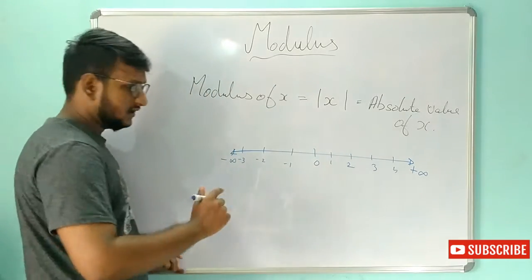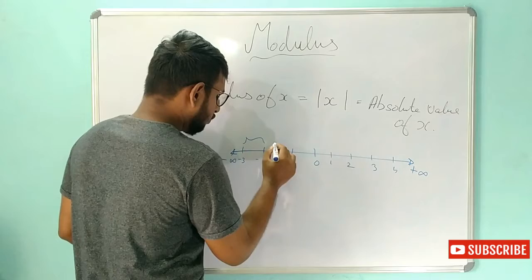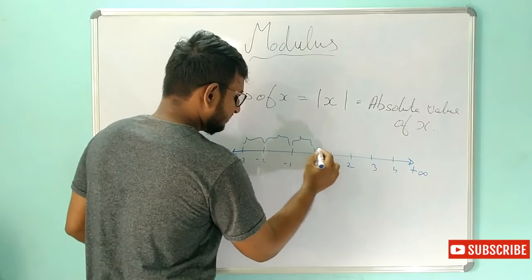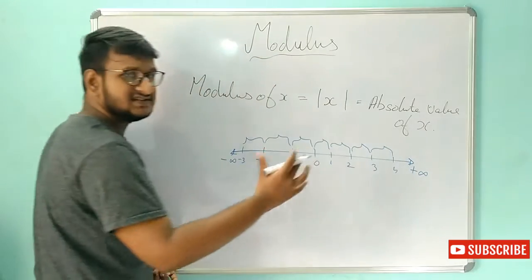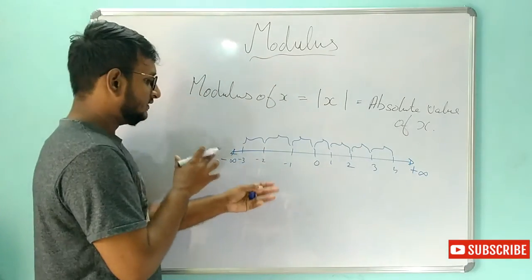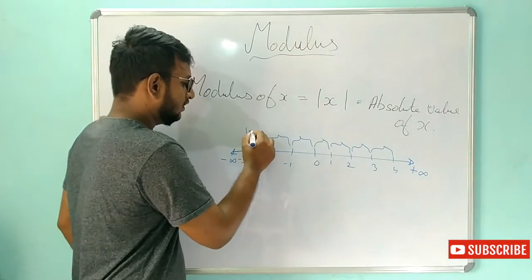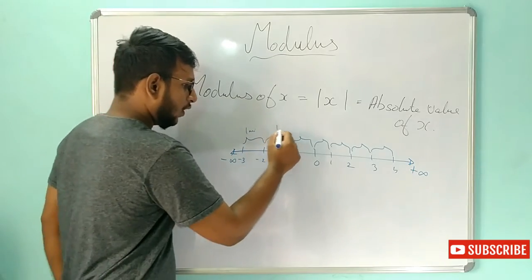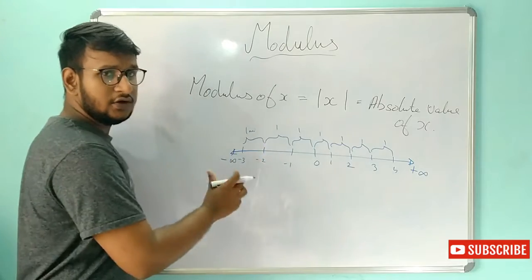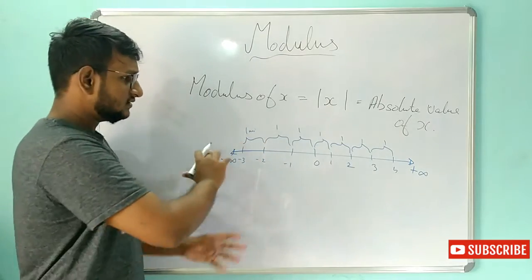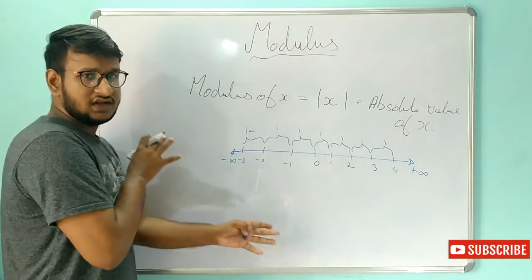The distance between any two consecutive numbers will be the same. Let's assume this value to be 1 unit. So there will be 1 unit for the distance between two numbers. This is a number line, and the number line looks like this.